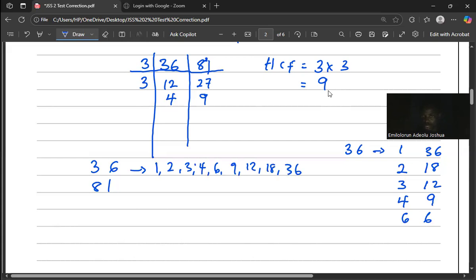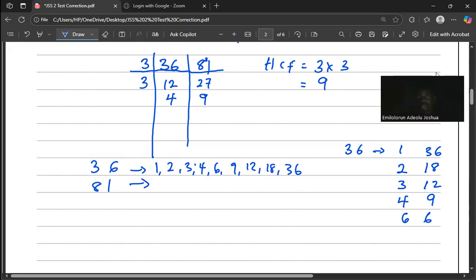Do you understand what I just did? Nimi, do you understand what I just did? I got the factors of 36. Do you understand it? Yes, sir. Okay. Now for the factors of 81, how do I do it?